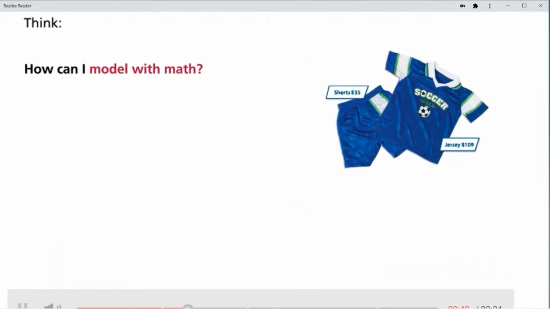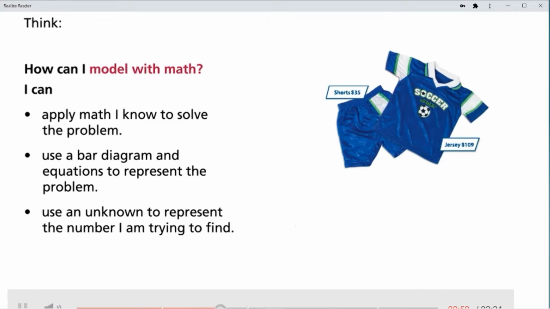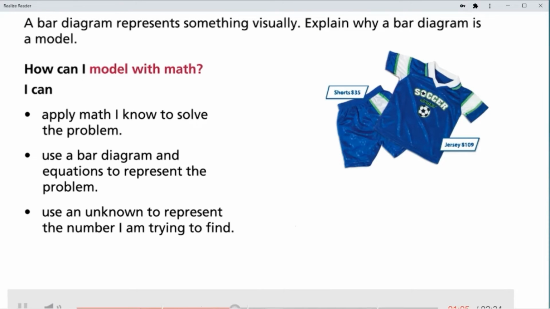Think, how can I model with math? I can apply math I know to solve the problem, use a bar diagram and equations to represent the problem, and use an unknown to represent the number I am trying to find. A bar diagram represents something visually. Explain why a bar diagram is a model.